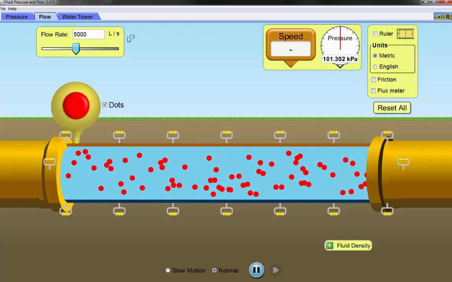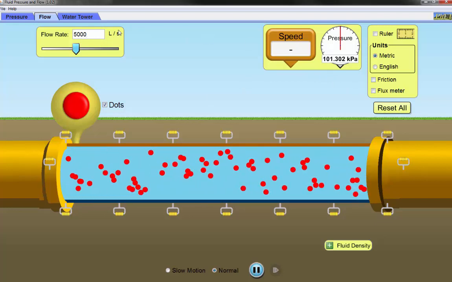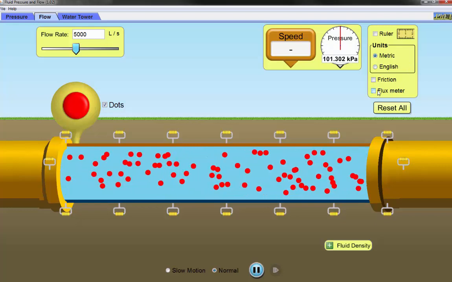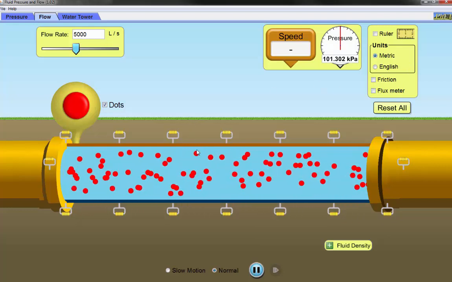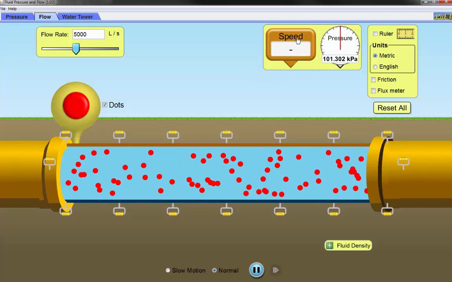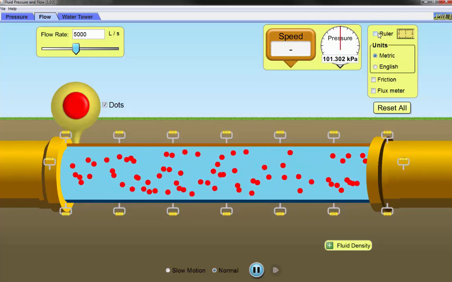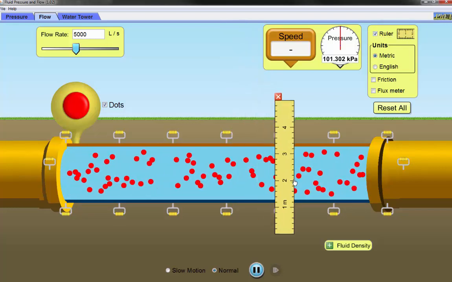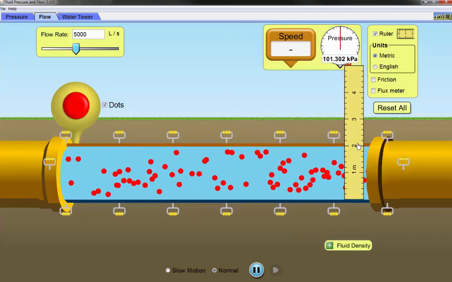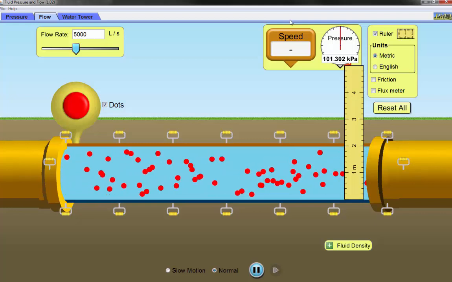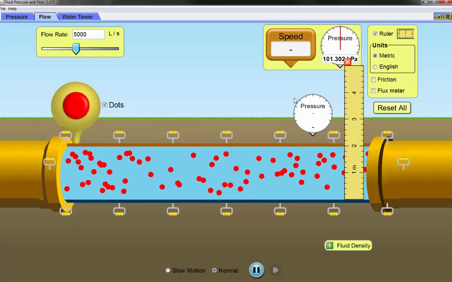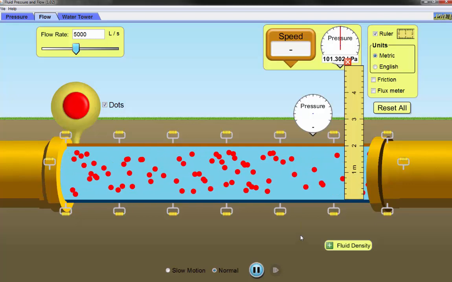And I can adjust the flow rate, but I'm not going to do that for now. I can look at the speed, I can look at the pressure, and I can look at the flux, which is basically flow rate per unit area. The ones that I'm going to actually pay attention to here are going to be the speed and the pressure, and we can use a ruler if we want to measure how high one tube is above the other, or even how high the bottom of the tube is from the top. So this tube is basically 2 meters thick, and already what I can do is stick this pressure gauge in and see if the pressure varies at all from top to bottom.